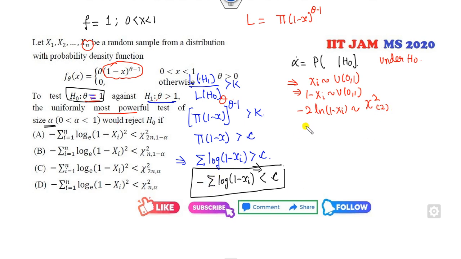Now I need a summation. If I take the summation of this, 2 I can take as a constant outside, minus 2 ln of this will follow the chi-square distribution of 2n. So that 2 I can write in this power.